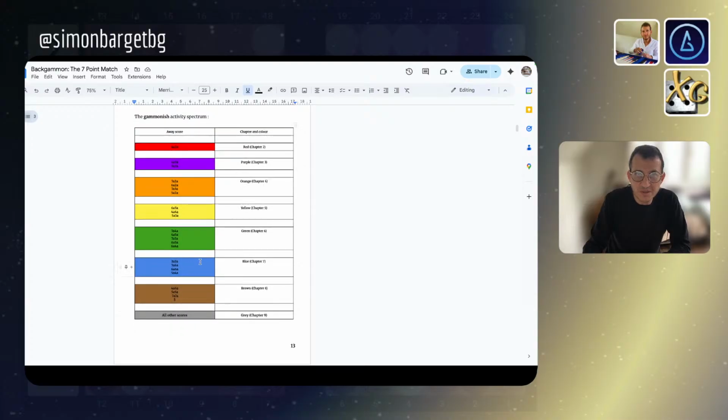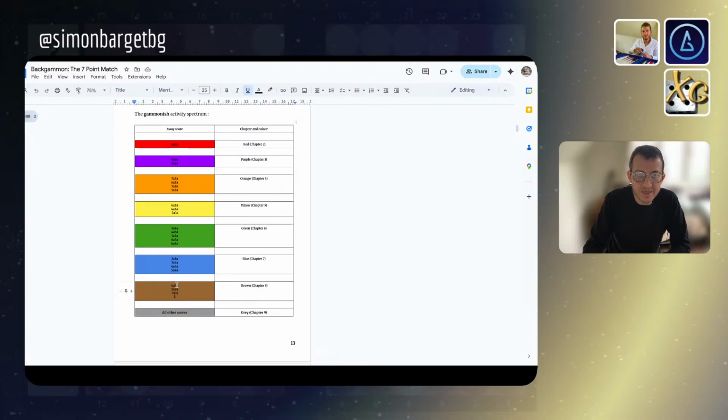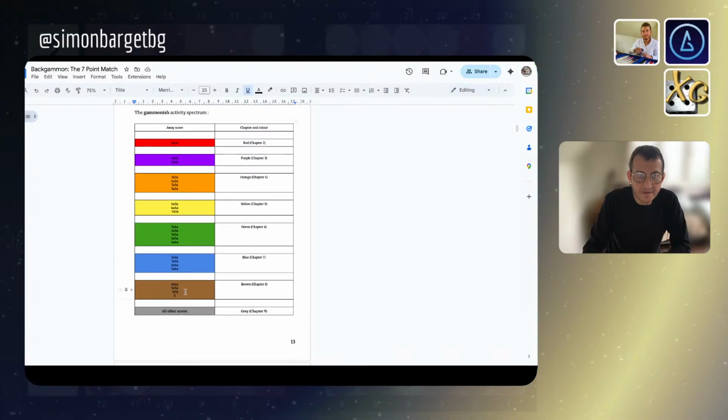And then we go all the way down, and this is what I should have been more emphatic about. If we look into brown, we see 7 away, 7 away. Now, the least active score is 7 away, 7 away. In other words, 7 away, 7 away is the benchmark score to which all the other scores above it in the more active color bandings are compared.